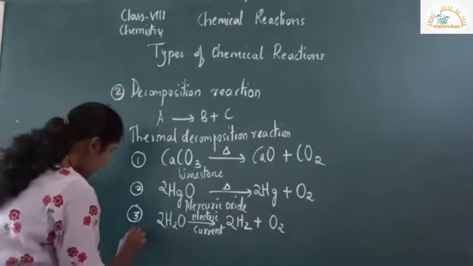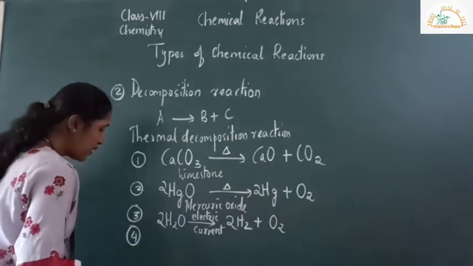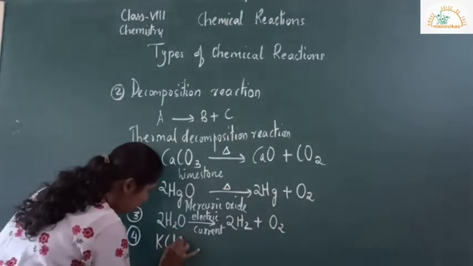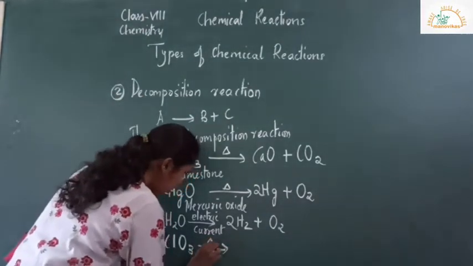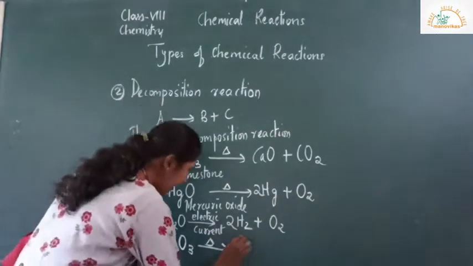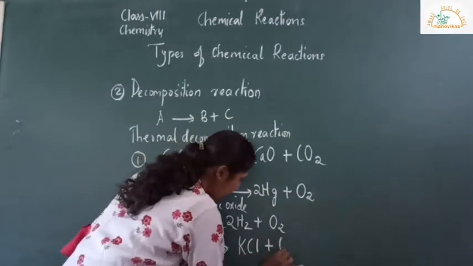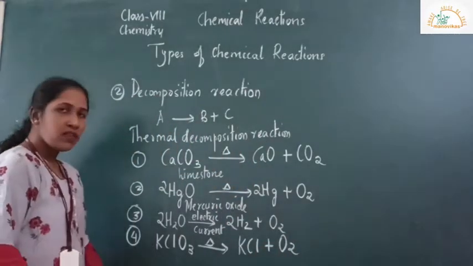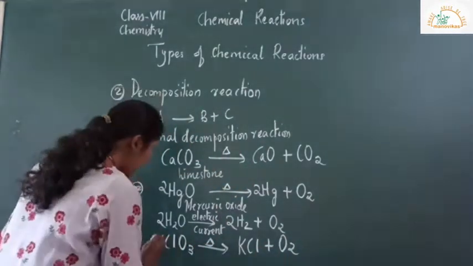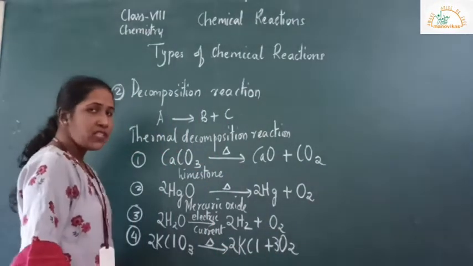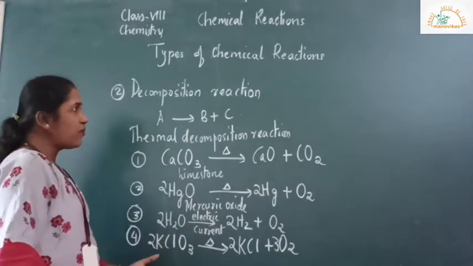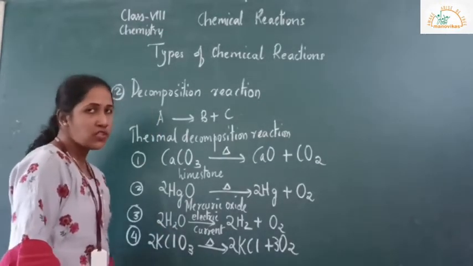In this, one more example we can take is the heating of potassium chlorate. So when potassium chlorate is heated, what we will get is KCl plus oxygen. So the equation is not balanced, so we need to balance this. So now the equation is balanced. So these are some of the examples of decomposition reaction.